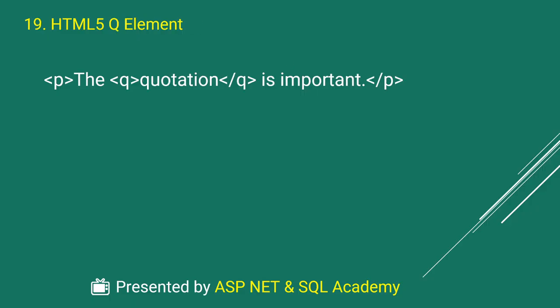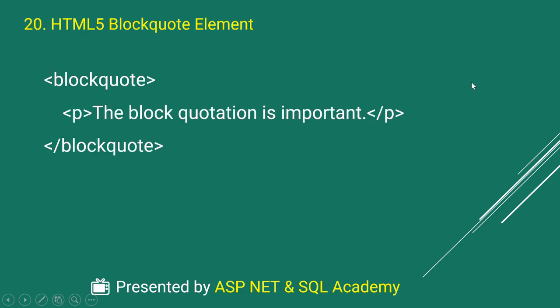The Q element is used to define a short quotation. It is often used to indicate that text is a quote or is being referenced. The blockquote element is used to define a block quotation. It is often used to indicate that text is a quote or is being referenced.